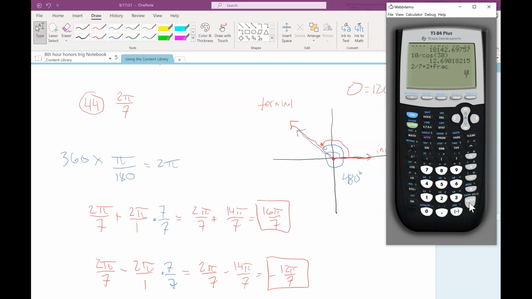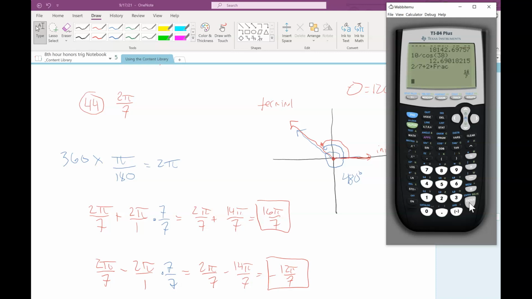Yep. Alexis? If you had to find another coterminal, would you just subtract another 2 pi from the negative 12 pi over 7? Yeah, so if I needed another coterminal, I could either add 2 pi again to 16 pi over 7, or I could subtract another 2 pi from negative 12 pi over 7. Either would be fine. They both give you another coterminal. And you could do that in perpetuity. You can have infinitely many coterminal angles. You can keep generating them as long as you want. You're never going to run out of coterminals.